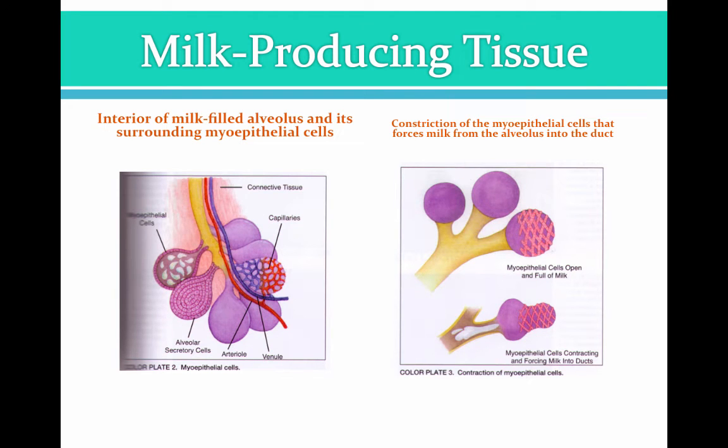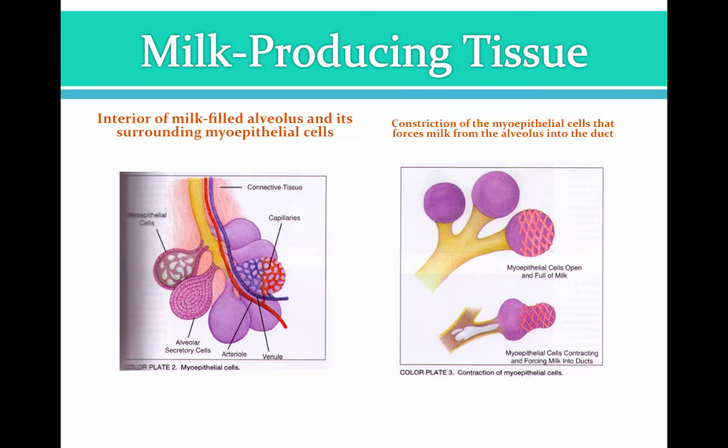So here are some more pictures of this milk-producing tissue. This shows the interior of a milk-filled alveolus and its surrounding myoepithelial cells. I just think the myoepithelial cells are so cool. They're surrounding the lobes here, the alveoli, and you can see the milk inside there.